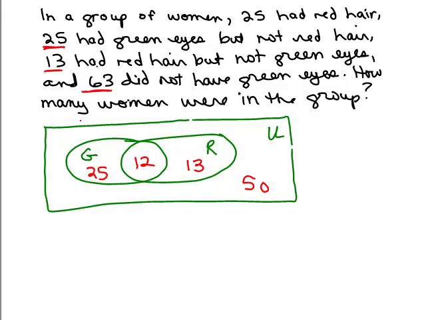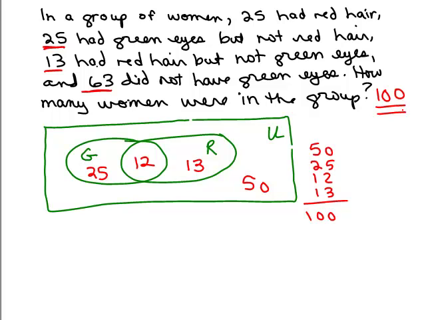So I can answer how many women are in the group by adding those four numbers. So what happens when we add those four numbers? We have 50, 25, 12, and 13. I got 100. So there are 100 people in the group.